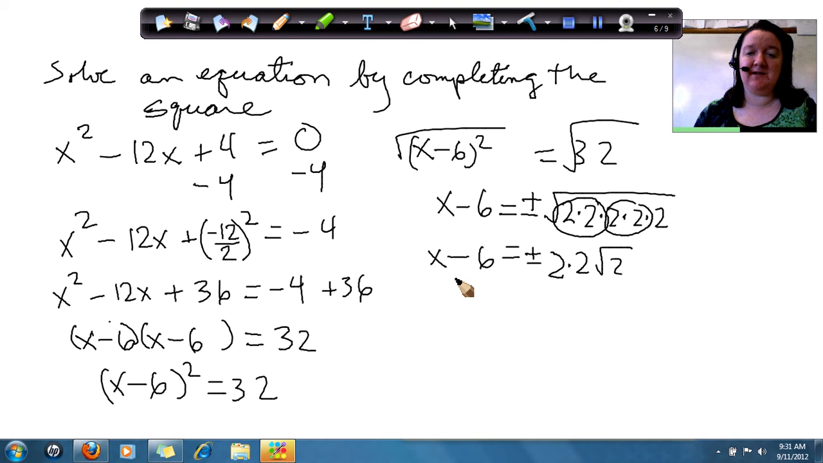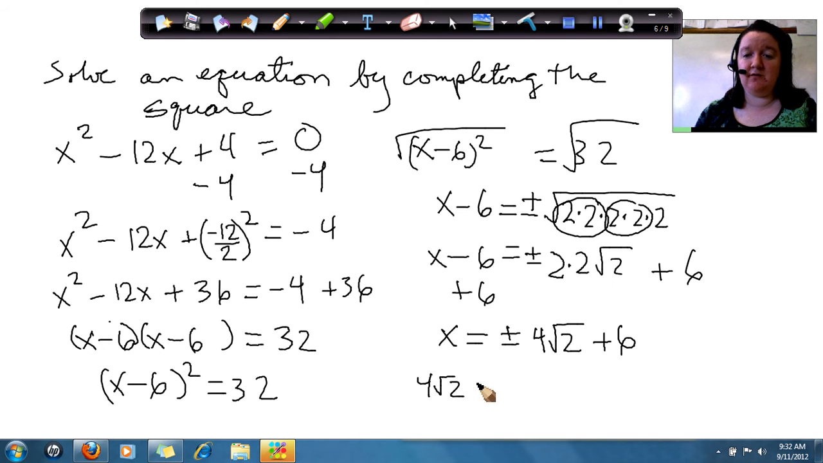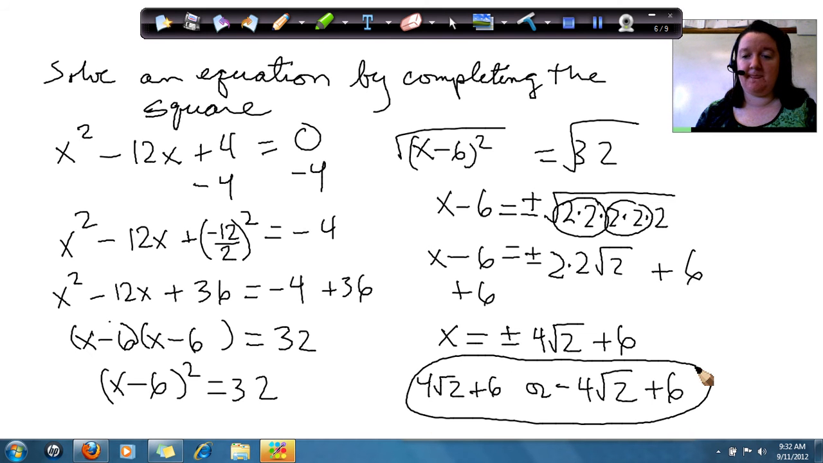Now we need to get the x by itself, so we're going to add 6 to both sides. So now I have an answer of plus or minus 4 square root 2 plus 6. So if I was thinking about my factors, I could have 4 square root 2 plus 6, or I could have a negative 4 square root 2 plus 6. Those would be my solutions by completing the square.